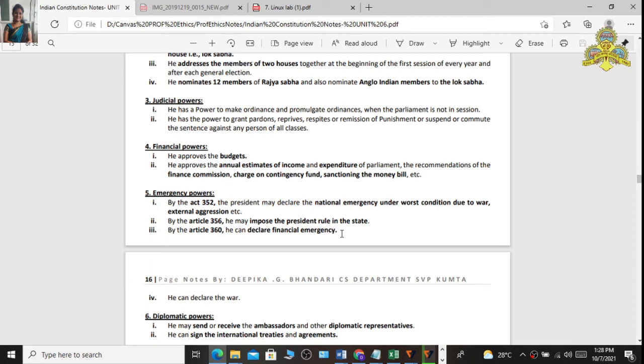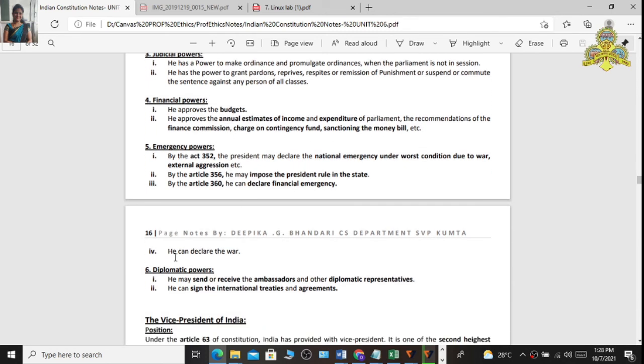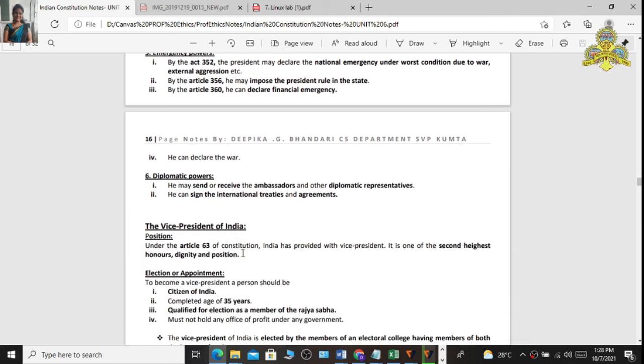And Article 360 explains about declaration of financial emergency. Okay, this financial emergency is due to a financial crisis. He can impose financial emergency on the state as well as the center, and he has the power to declare the war.